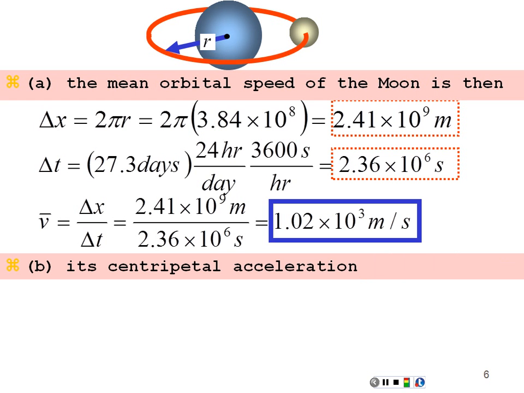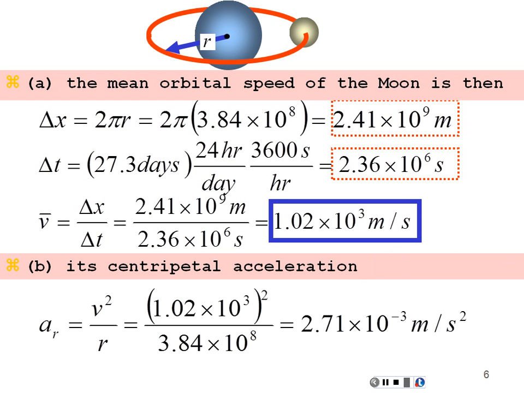What's its centripetal acceleration? That's its velocity squared divided by the radius of its circular motion. So that is 1 kilometer per second squared over 3.84 times 10 to the 8 meters. It has a centripetal acceleration of 2.71 times 10 to the minus 3 meters per second squared. This radial or centripetal acceleration is being supplied by the force of gravity between the Earth and the moon.